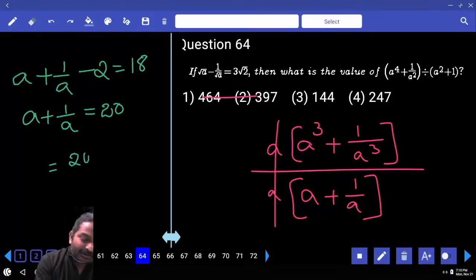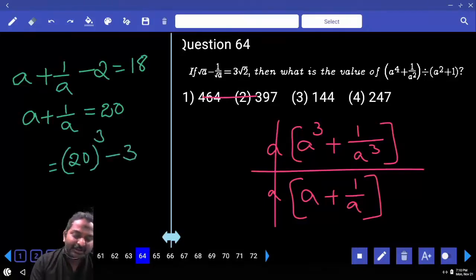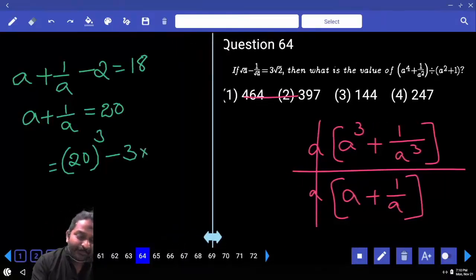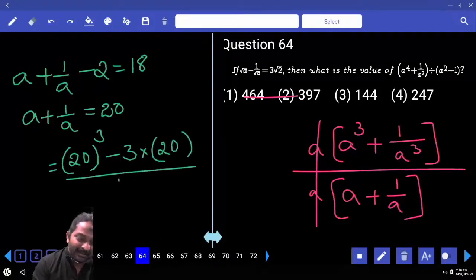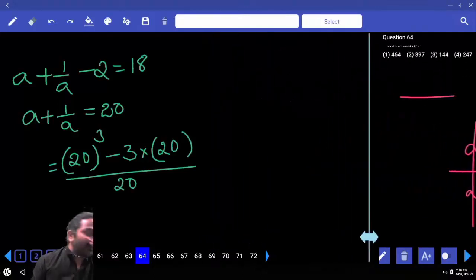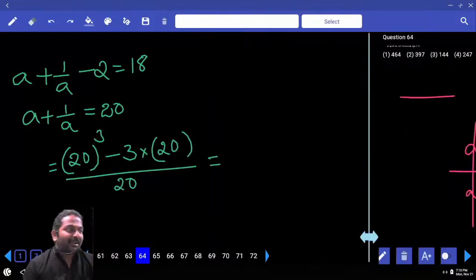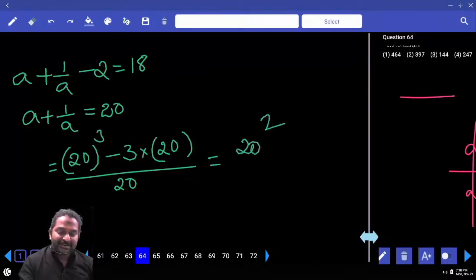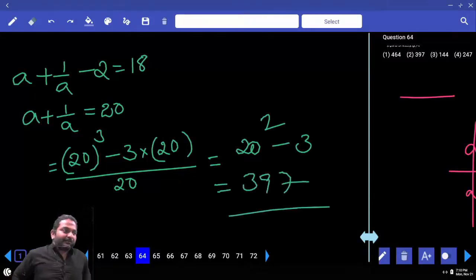Tell me. 20 cube. Don't calculate the value. 20 cube minus 3 into a into 1 by a, that is 1, into a plus 1 by a, that is 20, divided by a plus 1 by a, which is 20, correct? In the numerator take 20 common, in the denominator we have 20, that gets cancelled. Leftover value is 20 square minus 3. Over.